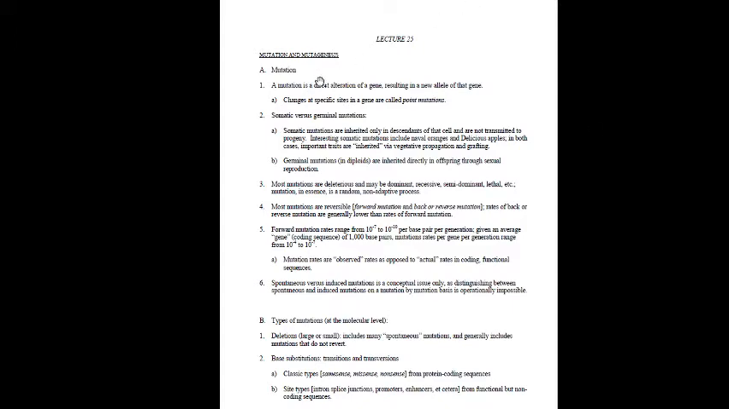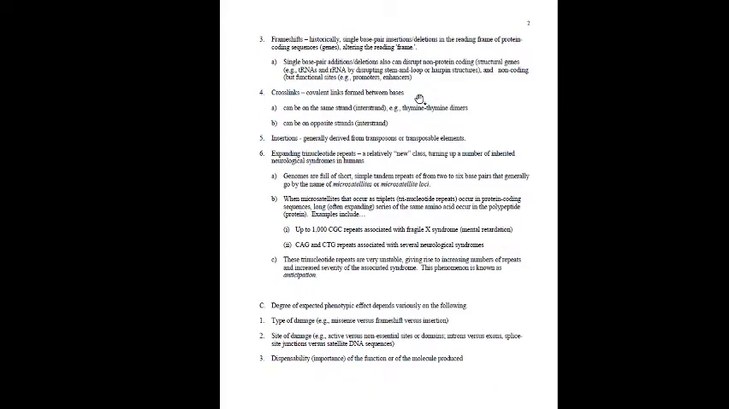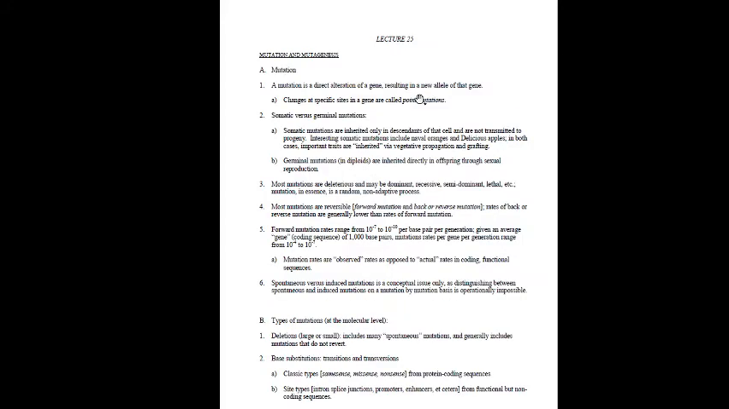So what is a mutation? Mutation can be described as a direct alteration of a gene resulting in a new allele of the gene. What causes that alteration, that is changes at a specific site in a gene, are called point mutations. That is, only one nucleotide is changed.